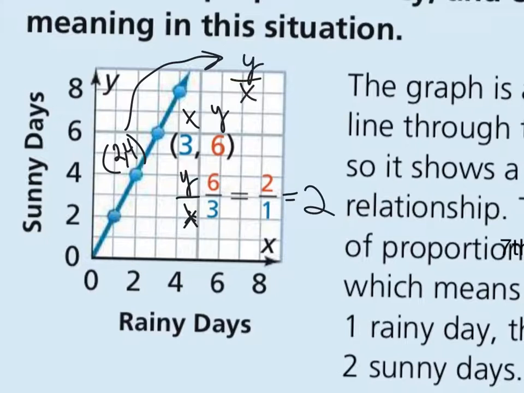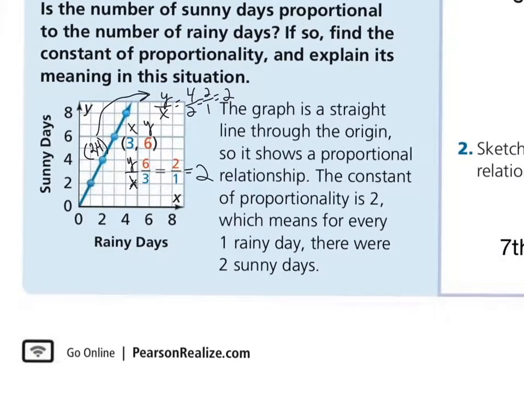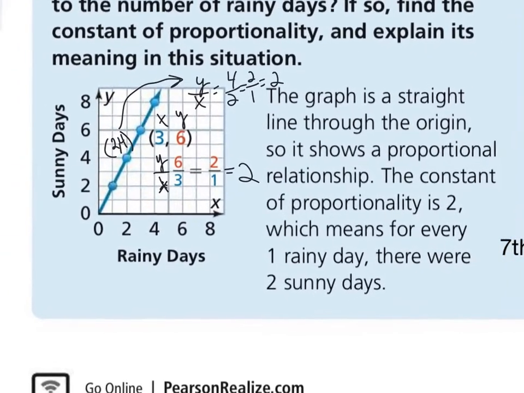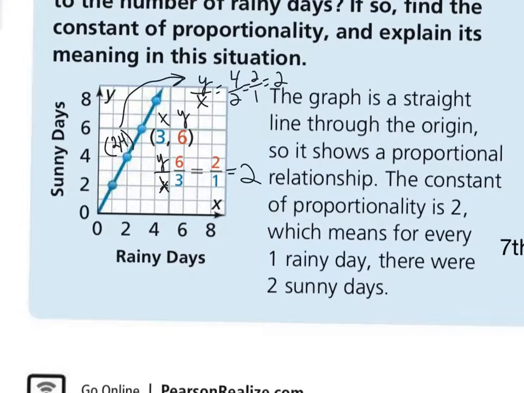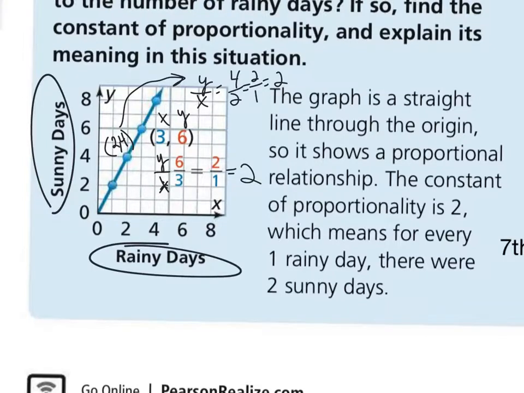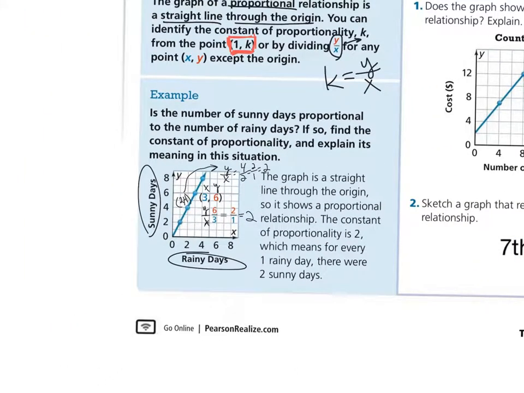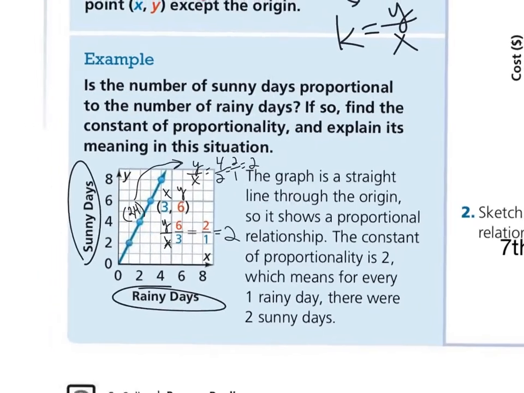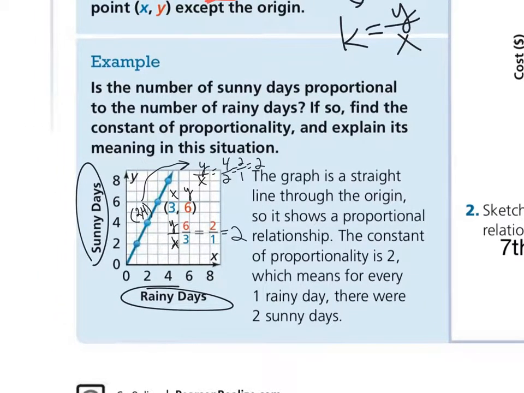So if we do that, y divided by x, 4 divided by 2 is also 2. So that's kind of a confirmation that we've got the right number there. And so the constant of proportionality is 2. What does that mean? Well, we did y divided by x. So y is sunny days, x is rainy days. That tells us we have 2 sunny days per rainy day. So for every 2 sunny days, there's 1 rainy day on average. And this is not necessarily the case. It's maybe just for an example for us to look at.